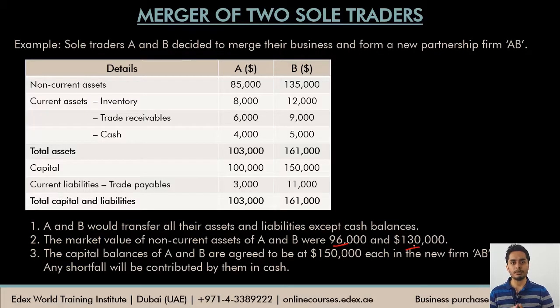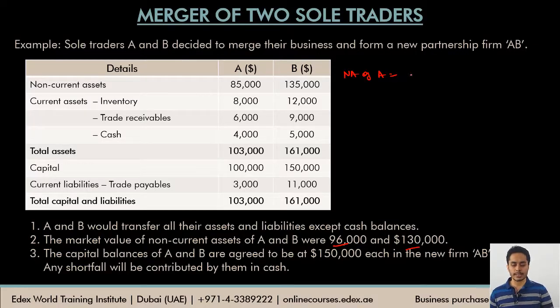So first let us try to calculate the net assets that are transferred by these sole traders to the new firm, because the value of the net assets will help us gain an idea what will be the capital balance of these sole traders in the new firm. So if I have to calculate the value of net assets of the sole trader A, I would take a total of the non-current assets plus current assets and deduct the trade payables or the current liabilities, because all assets and liabilities are taken over except cash. So I'm not going to consider cash, rest all the assets and liabilities will be considered here.